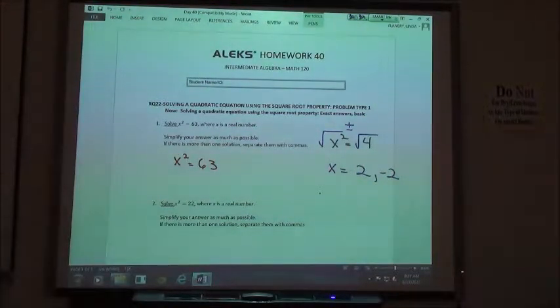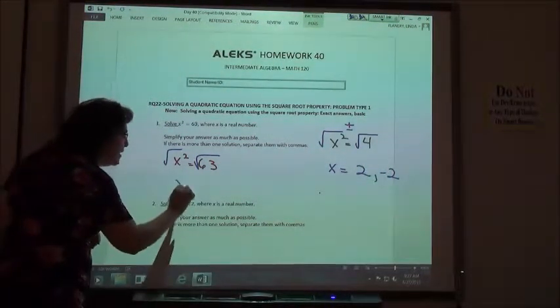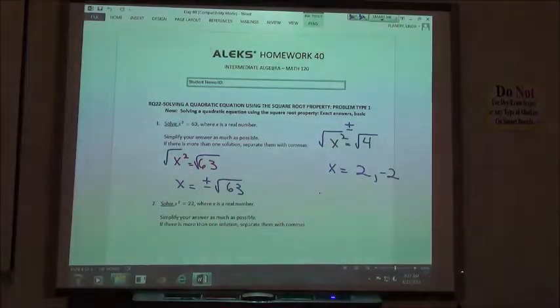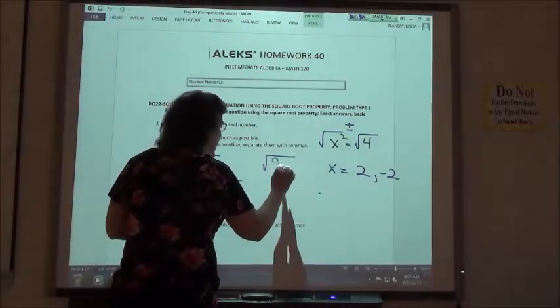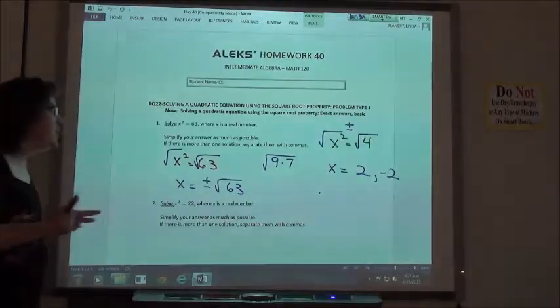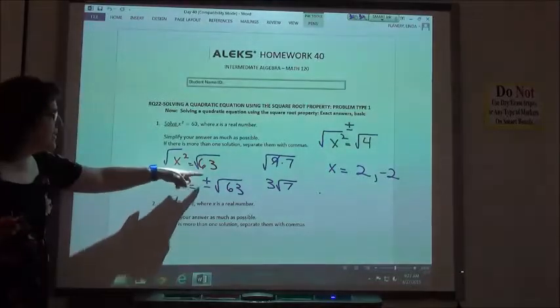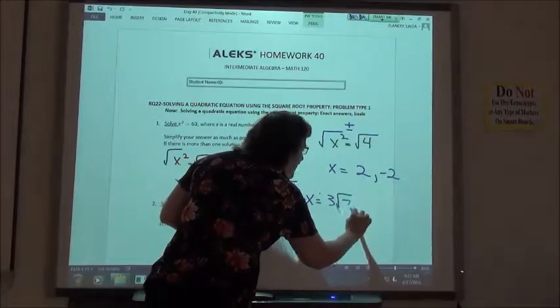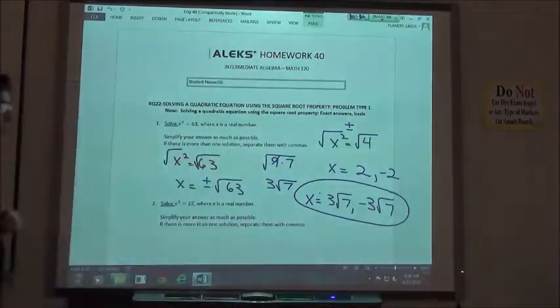So if I'm going to solve this one and they want me to do x squared equals 63, I'm going to take the square root of both sides. So x is going to equal plus or minus the square root of 63. Now I have a radical expression, and so when I simplify that, I want to factor it because I have a factor that's a perfect square. 63 would be 9 times 7. Square root of 9 is 3, so I'm going to get 3 square root of 7, but because it's plus or minus, x is going to equal 3 square root of 7 or negative 3 square root of 7. And both of those are going to go in for my answer.